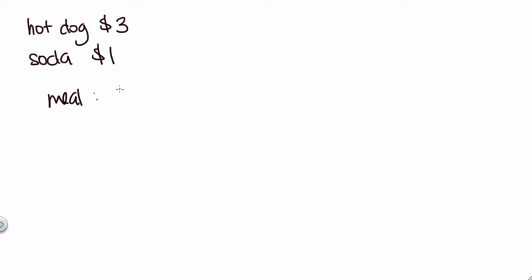Let's talk a little bit more about the distributive property. The example that I like to go through is about getting lunch. Suppose that hot dogs cost, let's say, $3, and a soda costs $1. So a meal is going to be a hot dog with a soda. Okay, so the meal is the hot dog with the soda.